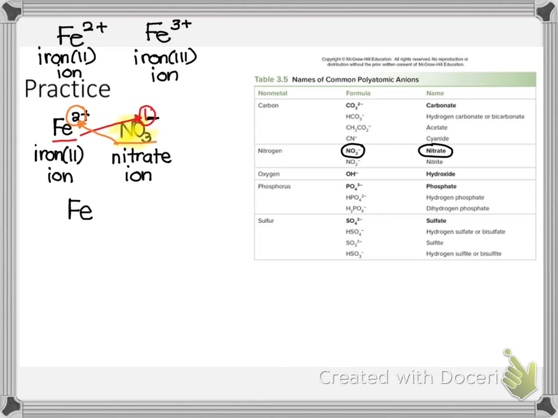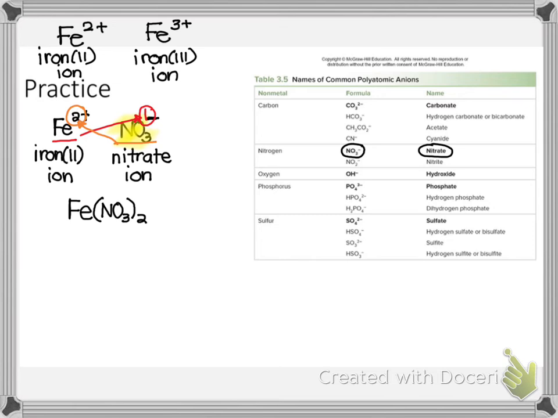Now, when you have a whole group of something and you need more than one of it, in our formulas, we use a parentheses. So I put NO3 in a parentheses. It's like there's the group. We know that's nitrate, and I need 2 of them. So if you need more than one polyatomic ion, you're going to use parentheses to show how many you need. So you'll put a parentheses, and then behind the parentheses, you'll put how many you need.